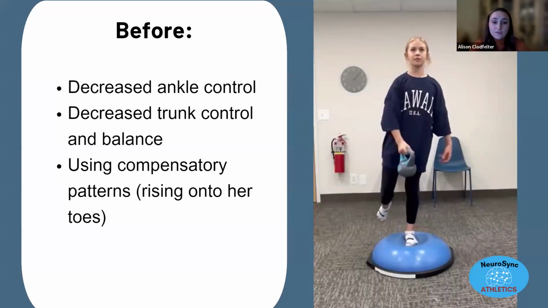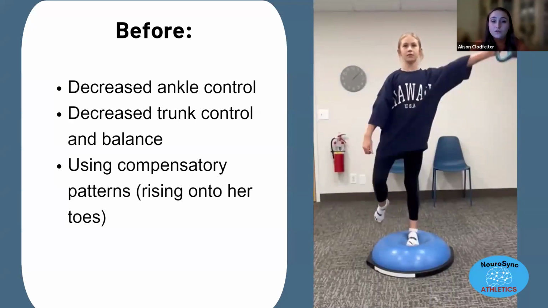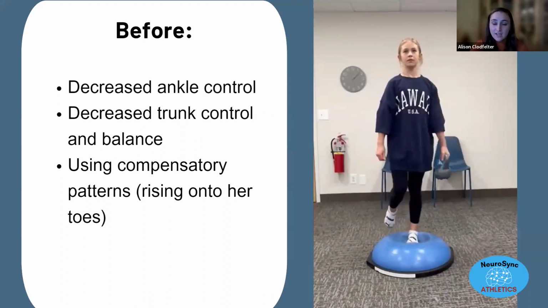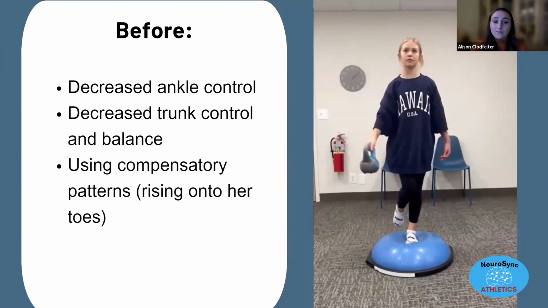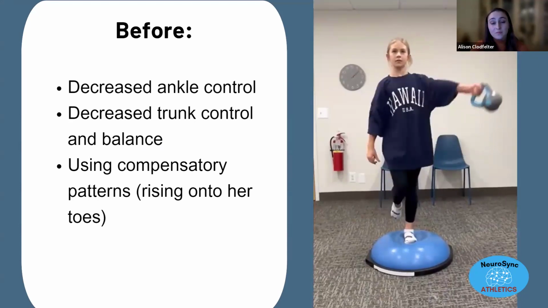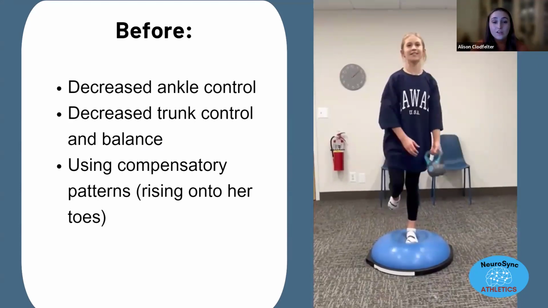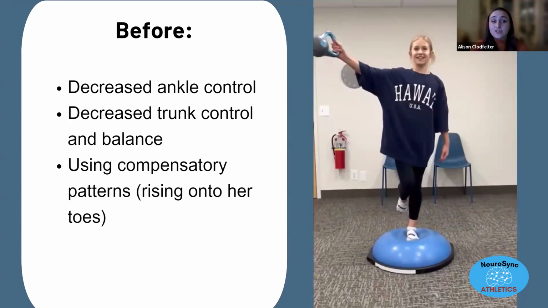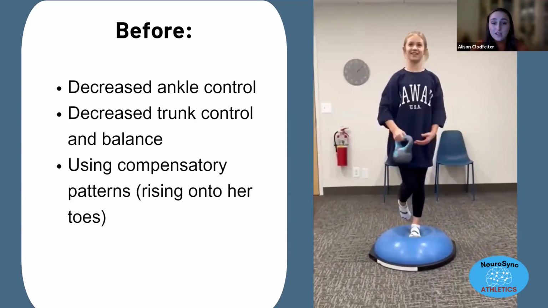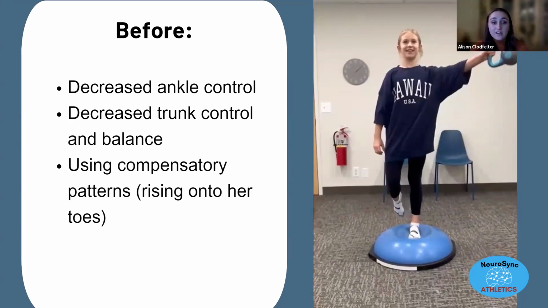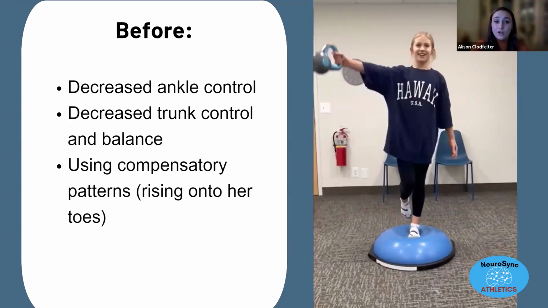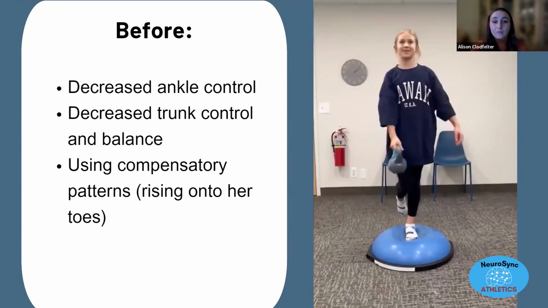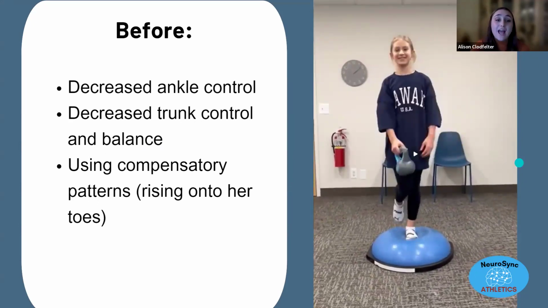So here's a video of her ankle control before. So obviously this is a very hard task, but she is a high level gymnastics athlete. So we have to make sure she's up to the task by having her do challenging things. So in this video, you can see that she's got decreased ankle control. You can see that ankle wobbling side to side. She has decreased trunk control and balance. You see her trunk kind of wobbling laterally there, back and forth. And she's using some compensatory patterns as well.